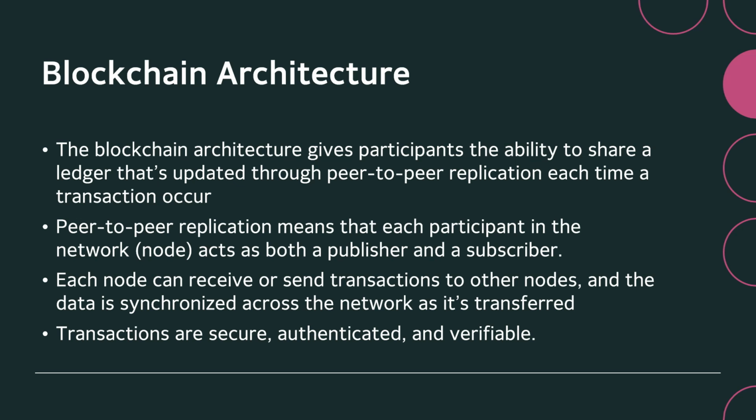Each node can receive or send transactions to other nodes, and this whole data gets synchronized across the network because there is a single immutable ledger, so it needs to be synced for everyone to access the same information. All the transactions that we are making are secured, authenticated, and verifiable. They are authenticated, they are only made by those people who are there in the peer-to-peer network.